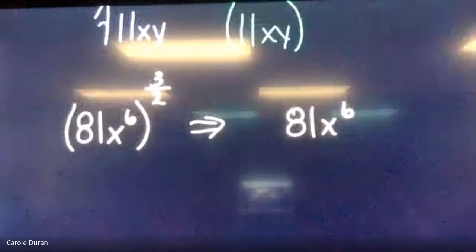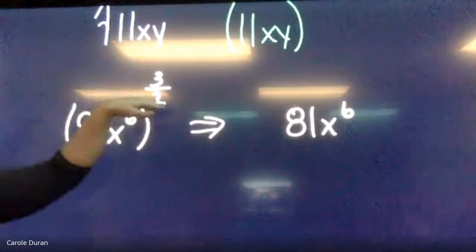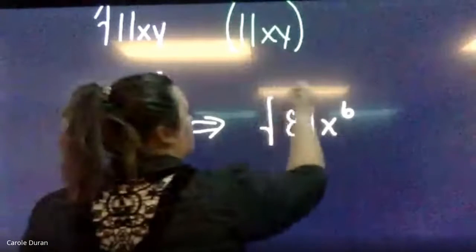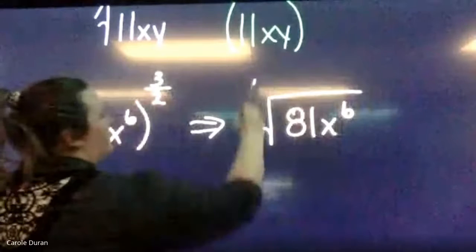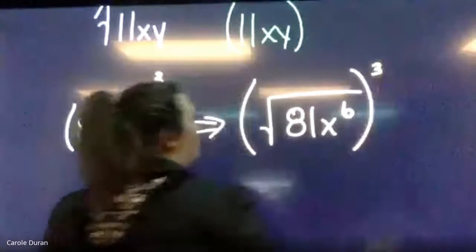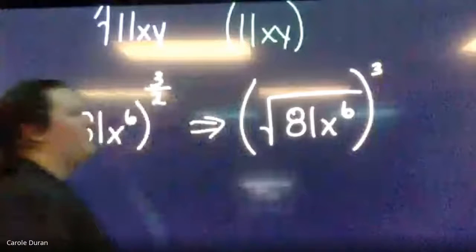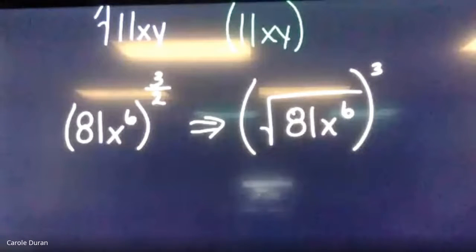What's my root value? Am I taking the 4th root, the 5th root, the 2nd root, 3rd root? Right, so the bottom, my root value. So here I'm doing a square root. And then the 3 is my exponent. So that whole thing gets raised to the 3 power. So when we change this, we should have changed it into the square root of 81x to the 6th, all cubed.